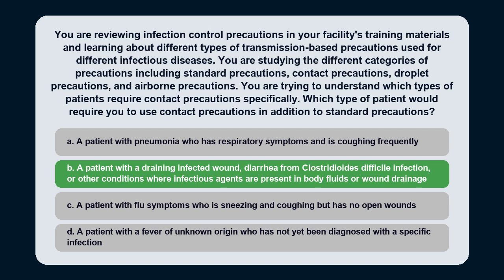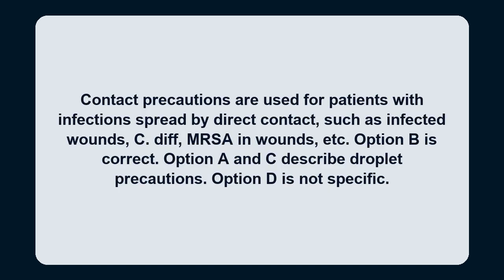The answer is B. Contact precautions are used for patients with infections spread by direct contact, such as infected wounds, C. diff, MRSA in wounds, etc. Option B is correct. Option A and C describe droplet precautions. Option D is not specific.